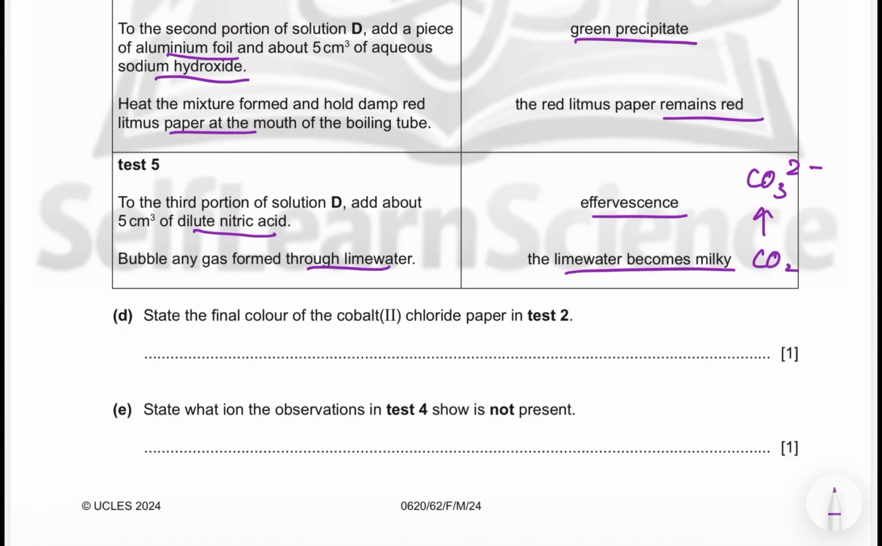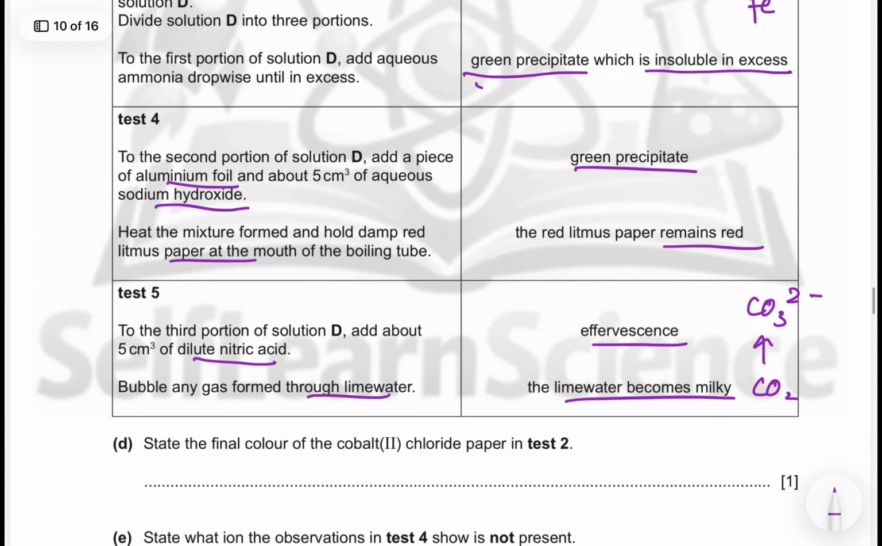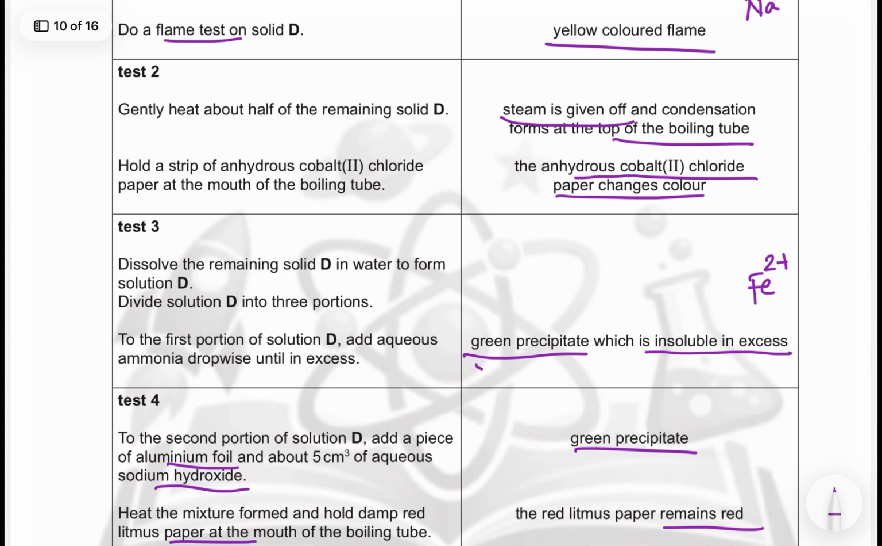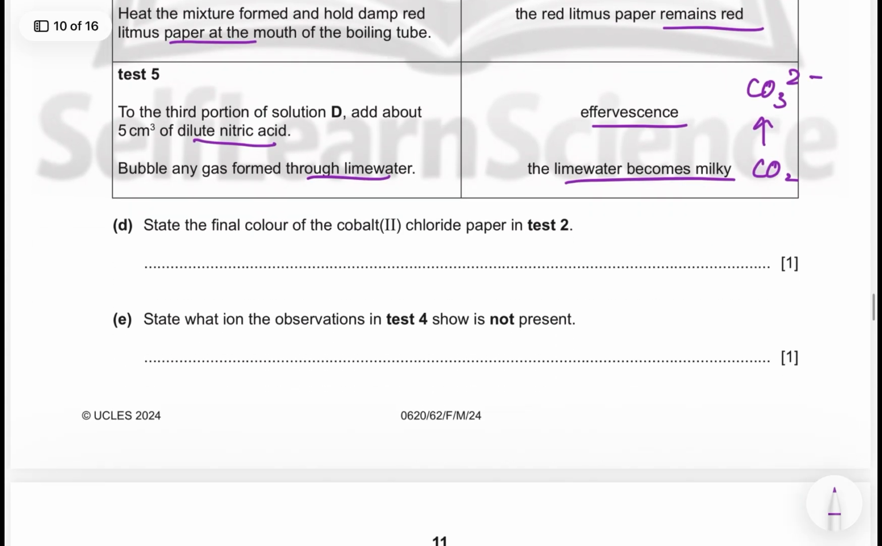Now we'll move towards the questions. State the final color of cobalt chloride paper in test 2. So the anhydrous cobalt chloride paper changes the color. Anhydrous cobalt chloride is blue in color, and when it comes in contact with water, the color will change to pink.